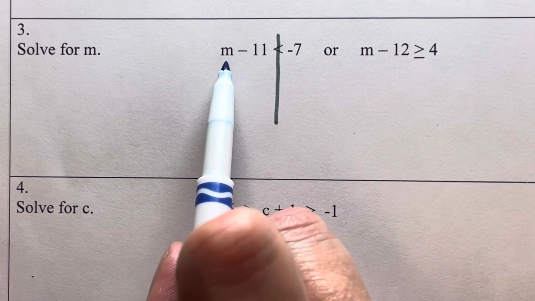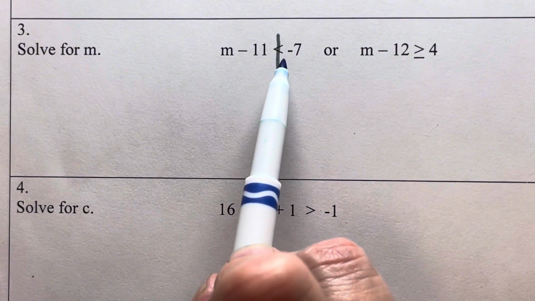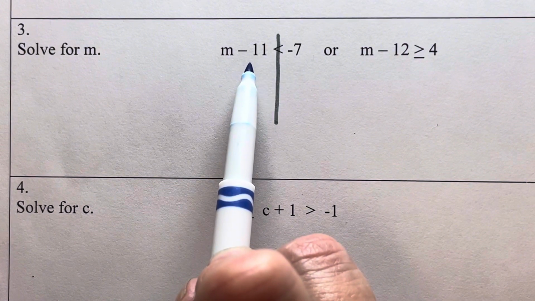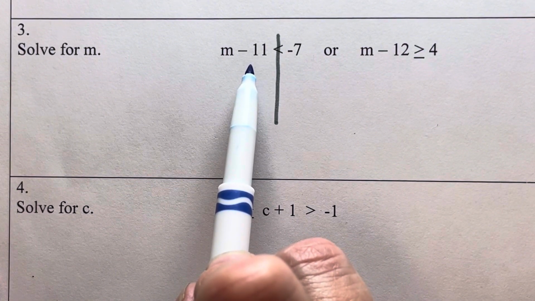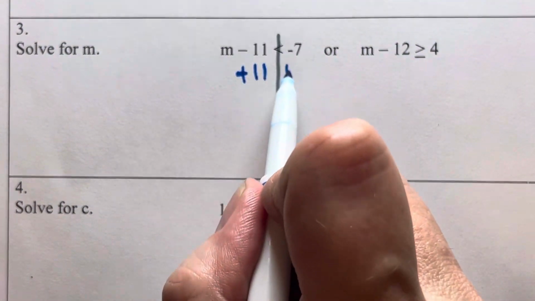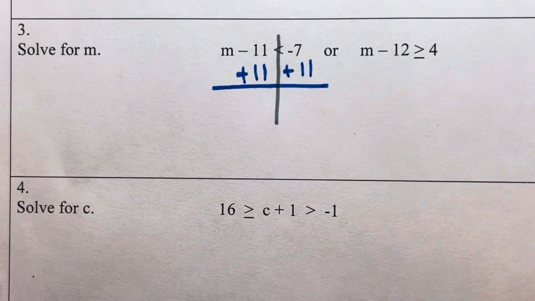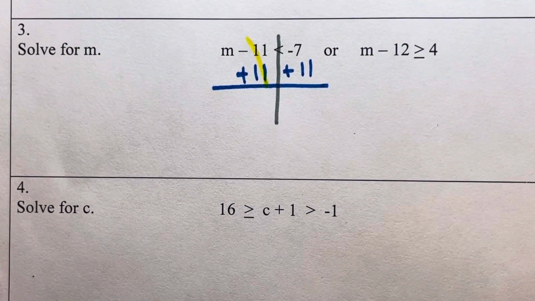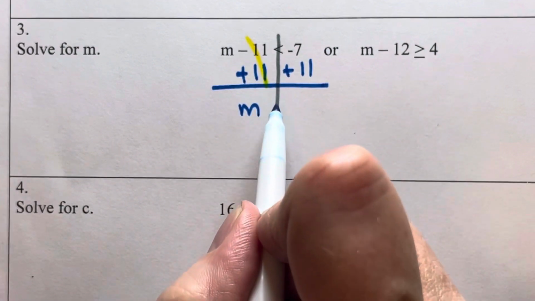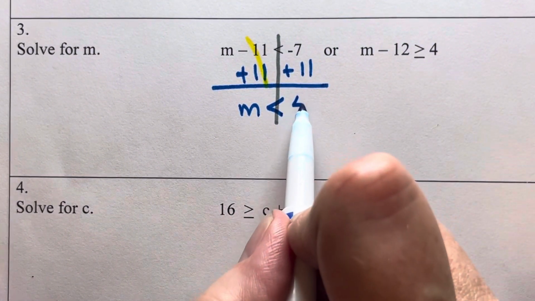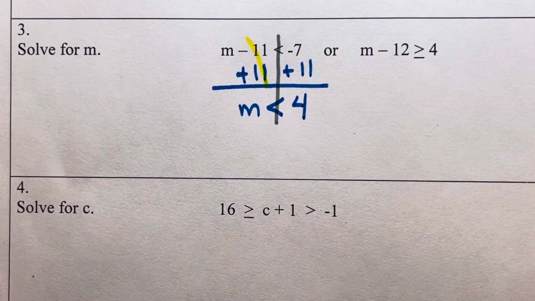Here, m minus 11 is less than negative 7. So let's get rid of the 11, and we do that using our normal rules of doing the opposite. It was subtracting, so now it is adding. Thus, my 11s cancel out by design, and m is less than negative 7 plus 11, which is 4. All right, that wasn't too bad.